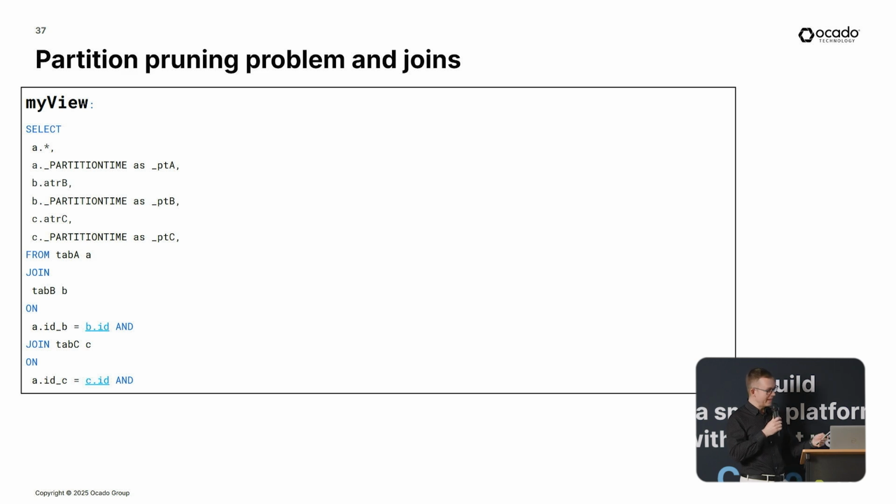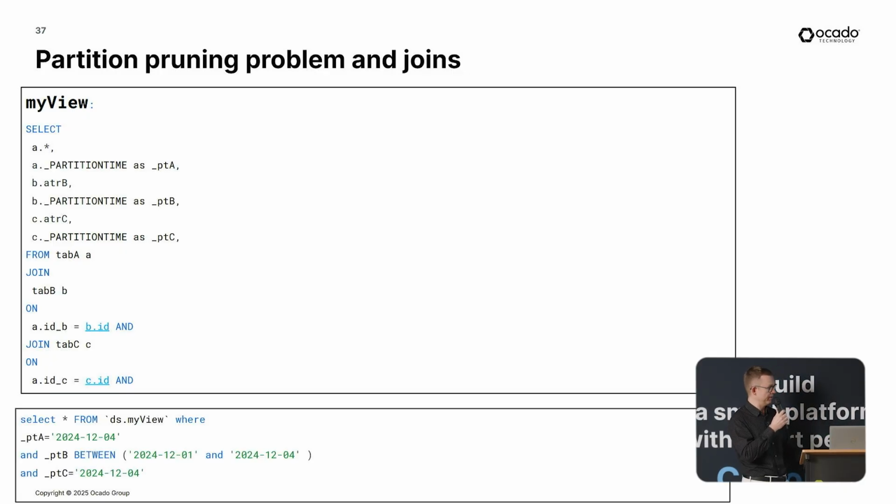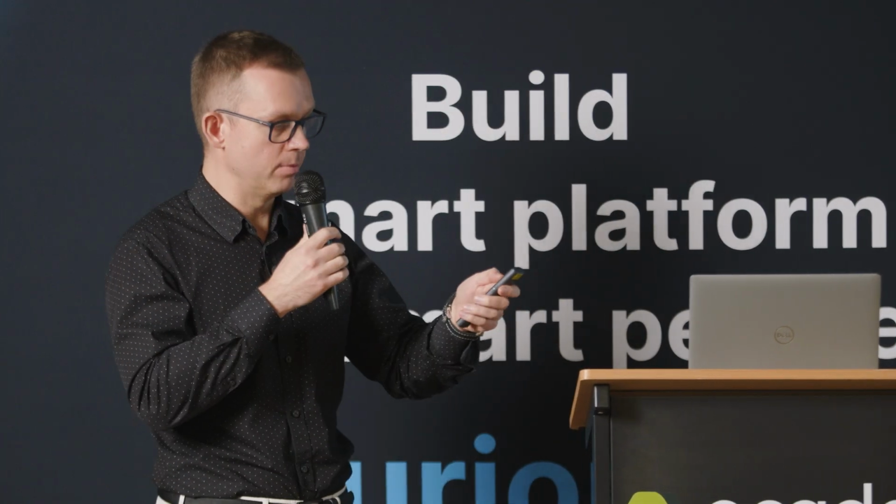In theory, you can expose the partitioning time column for every single table. But then you will have such a nightmare. So basically, you push a lot of knowledge to the end user. The end user must be aware that they need to scan one partition for table A, join it with 2 weeks of data of table B and 1 day of data in table C. And this is a kind of nightmare.